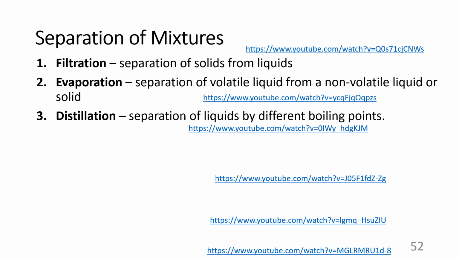Another way of separating a mixture is distillation. This is a way of separating liquids that are dissolved in one another and have different boiling points. So through distillation, you can separate the different liquids in the mixture by their boiling points.